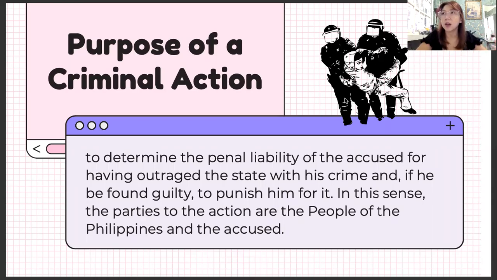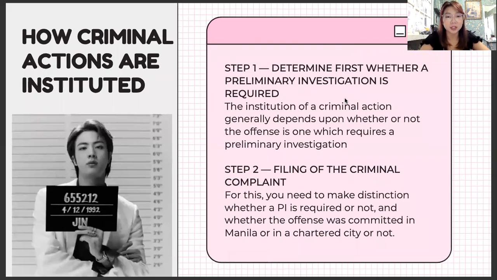So we often come across this in cases, right? It's People of the Philippines versus Santos or People of the Philippines versus Reyes. So, yun. So, how are criminal actions instituted?